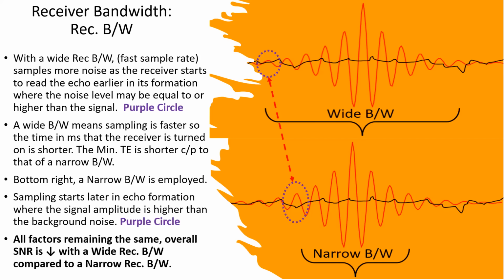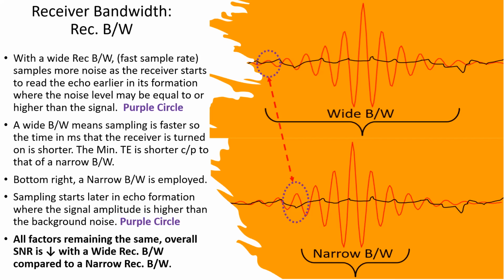Now at the bottom on the left-hand side circled in purple, that's where you start sampling with a narrow bandwidth. Well, by there, the amplitude of the echo has come up some. It's higher than the noise, so your signal to noise is a little bit higher. So overall, a narrower receiver bandwidth is going to give you an overall higher signal to noise. And they like to ask that kind of stuff. What will a narrow bandwidth do for you as far as signal to noise, artifact, and TE? So you need to know those. So if you remember one of them, the opposite is true.